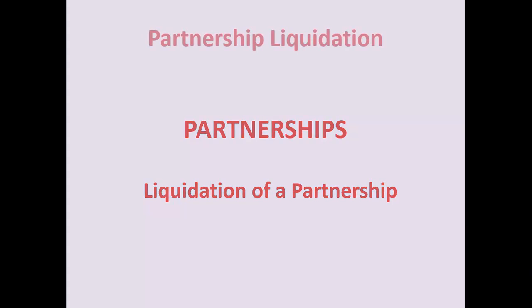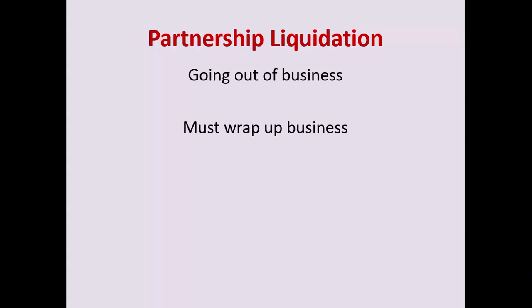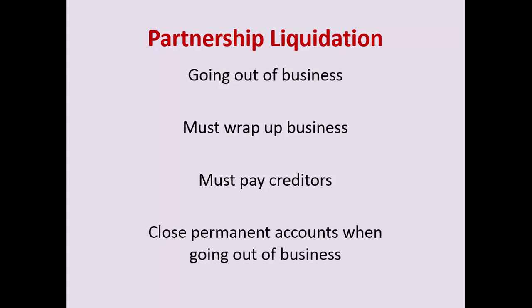Liquidation of a partnership for the accountant requires some journal entries to close the business. Because what is a partnership liquidation? It's when you're going out of business, so you want to wrap up your business. You have to pay your creditors first and then close the permanent accounts to close your books as soon as the partnership ends.